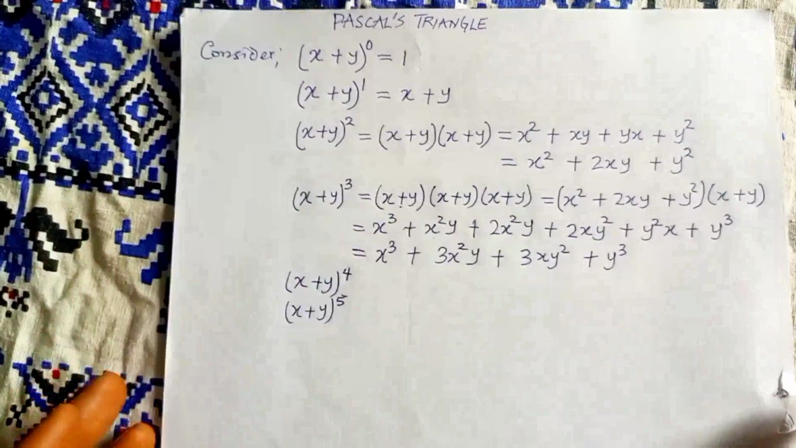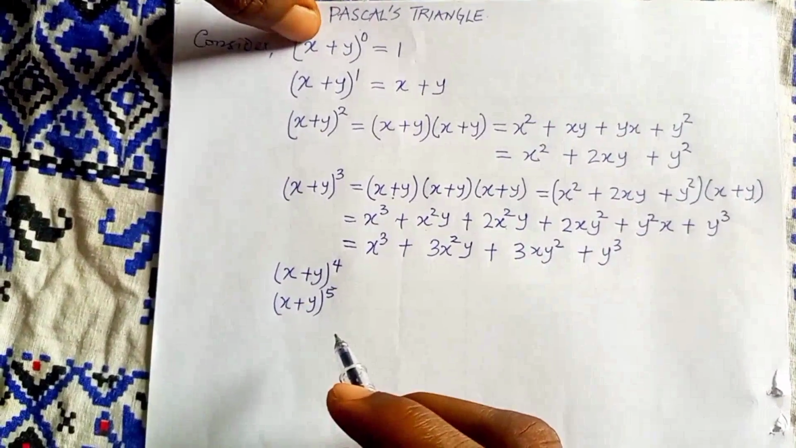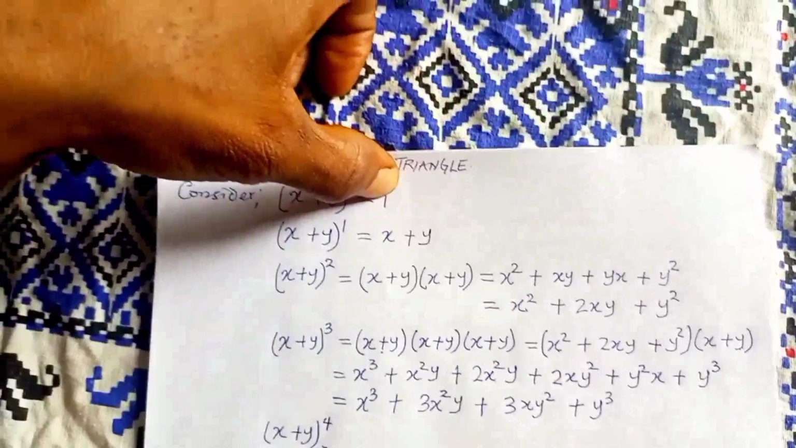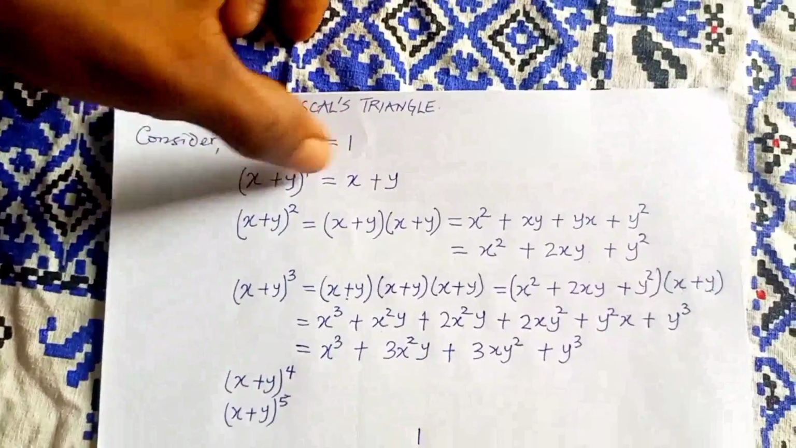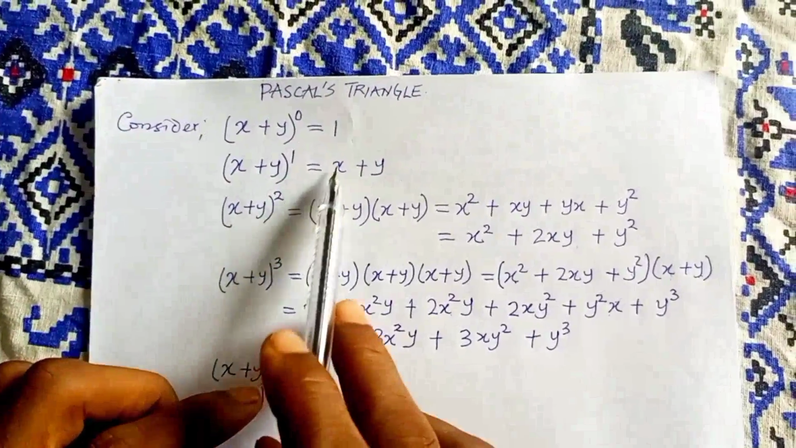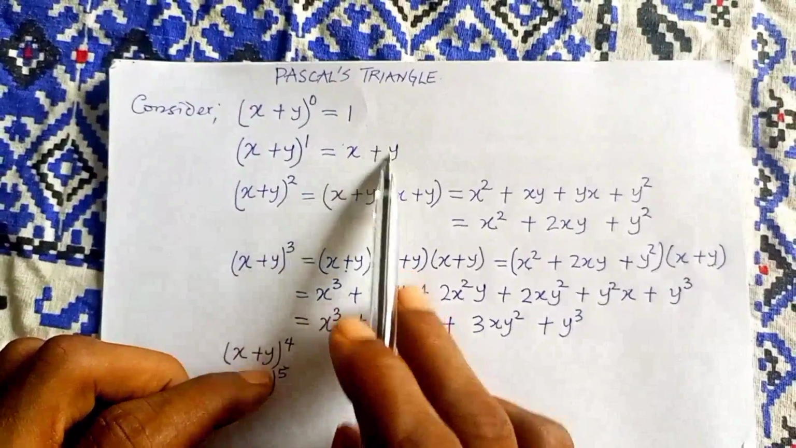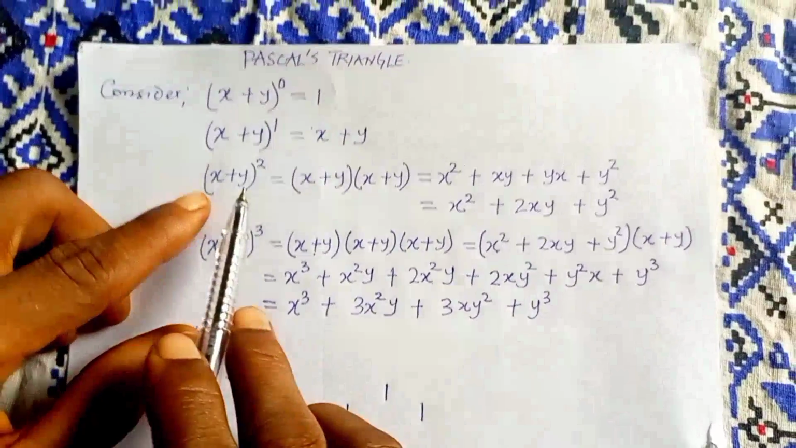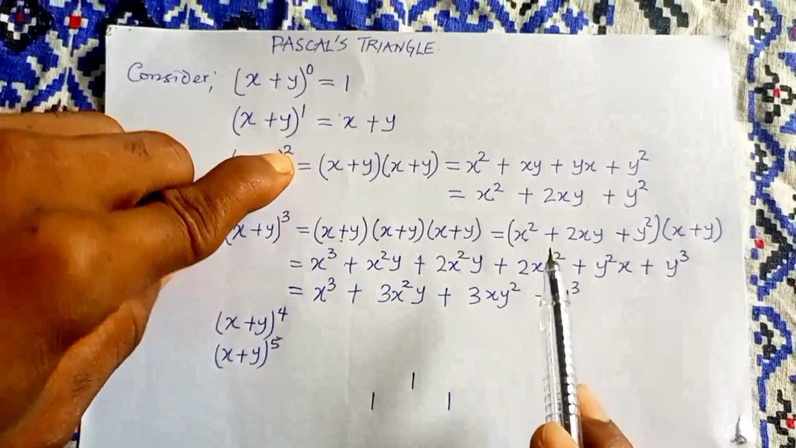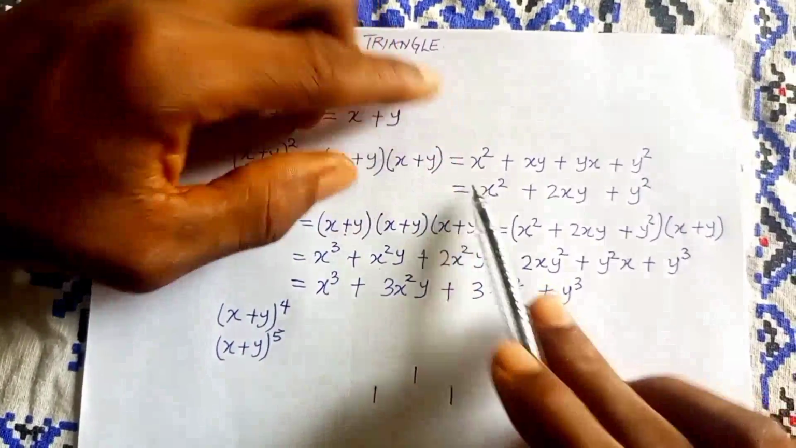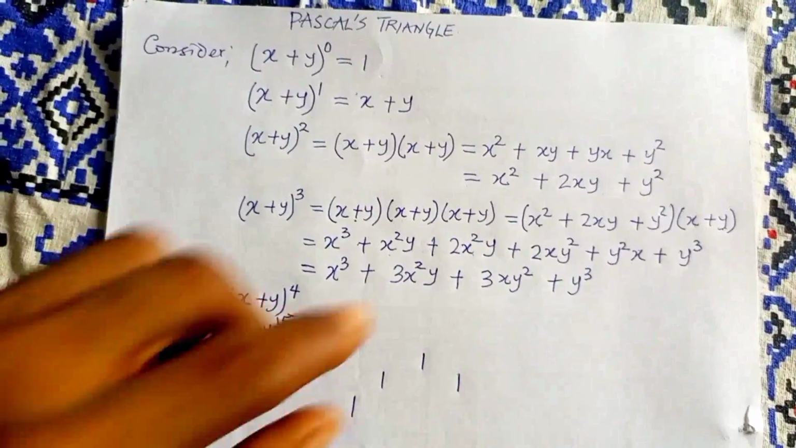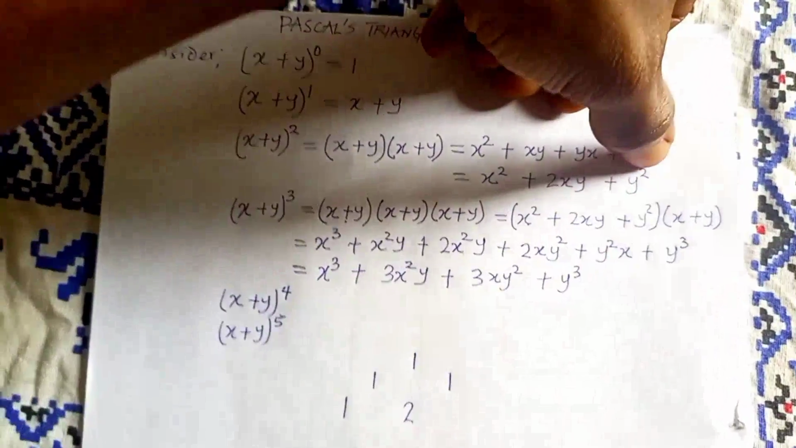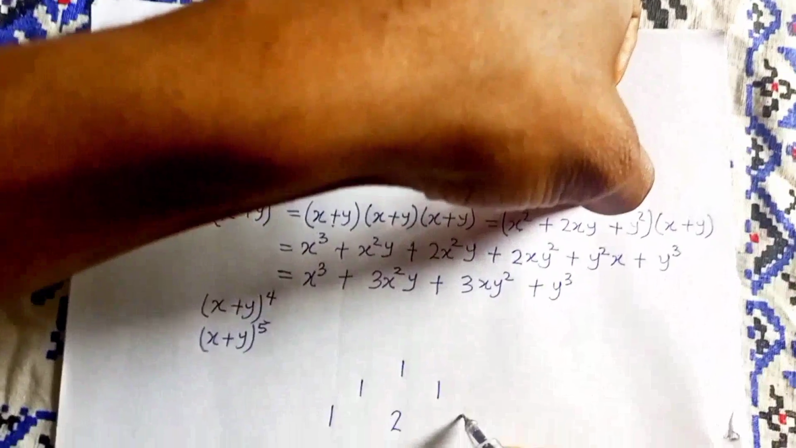Now looking back at the initial stage when we started, we had x plus y raised to power 0, giving us 1. So let's bring down 1. Now the next one, we have x plus y, and each is having a coefficient of 1, 1. So we have 1, 1 on both sides. The next is the second power. From the result, you can see the coefficient of x squared is 1. The coefficient of xy is 2. The coefficient of y squared is 1, an invisible 1 here.